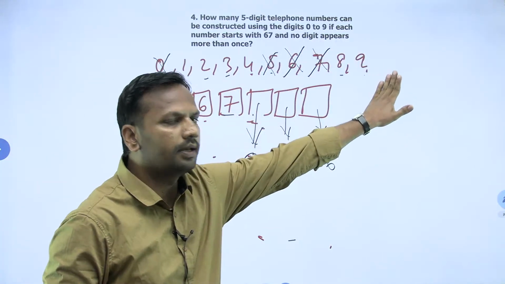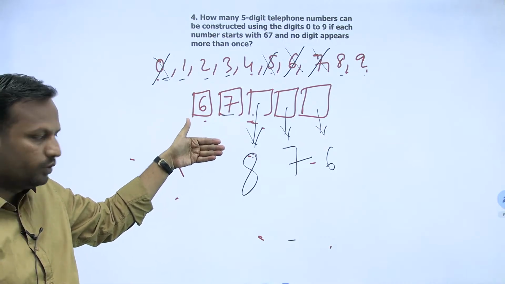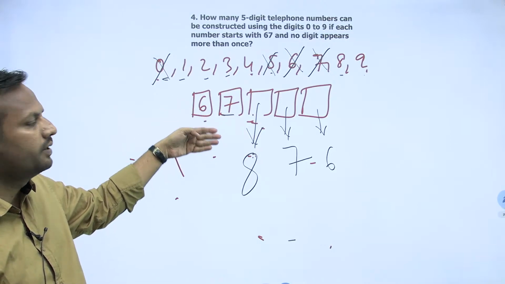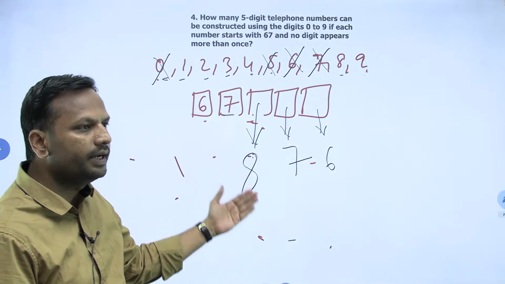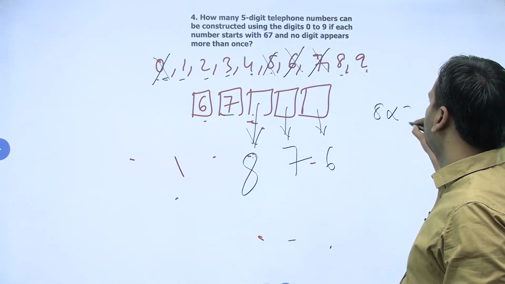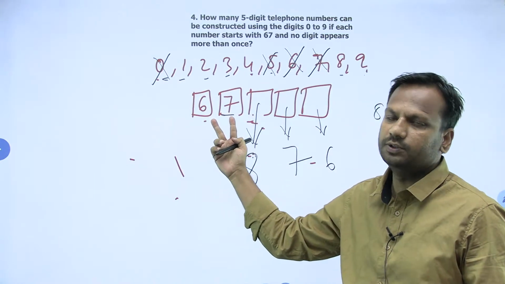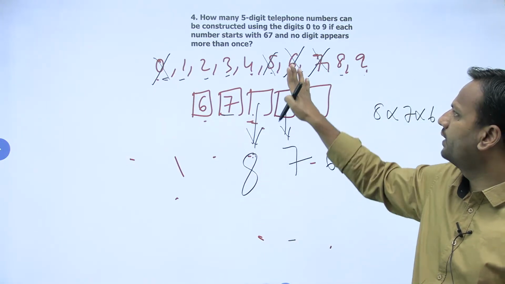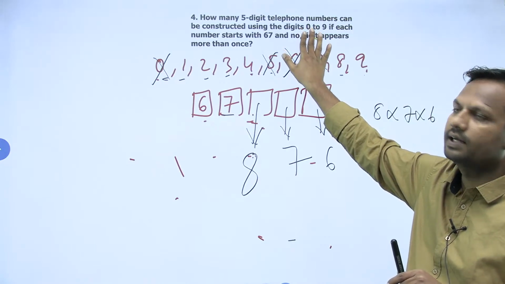Using 10 numbers, that is 0 to 9, I have to form a 5-digit telephone number, that too without repetition, with the condition that each number should start with what here? 67. So in how many ways can we do it? 8 into 7 into 6. Why? Because 6 and 7 are already filled here. The first 2 places they have already given, 67. So I should take out this 67. How many numbers are left out here? 8 numbers are left out, students.